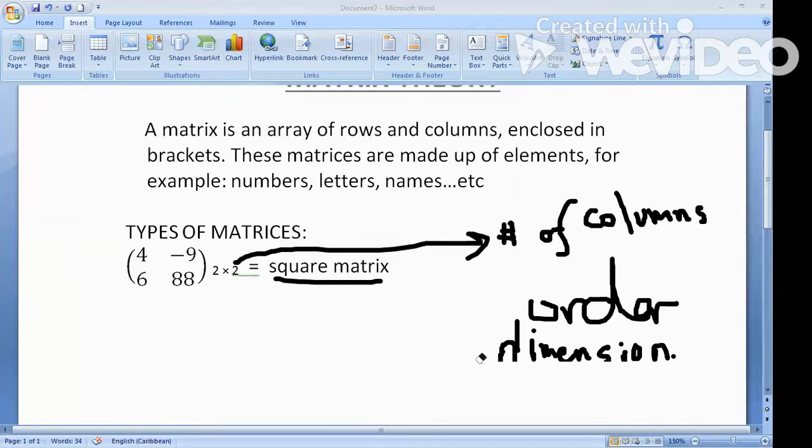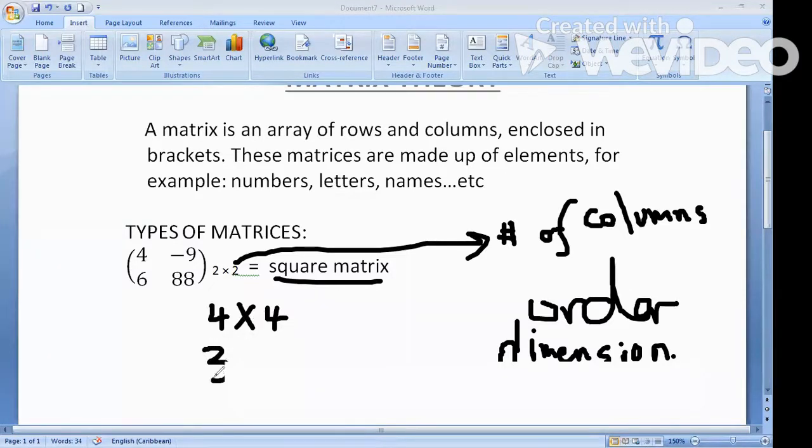Can somebody tell me the order of another matrix that would give us another square matrix? So a 2 by 2 will give us a square. What other order would give us another square matrix? 4 by 4. Janet, I say square and you talk about rectangular. No, that wouldn't work.